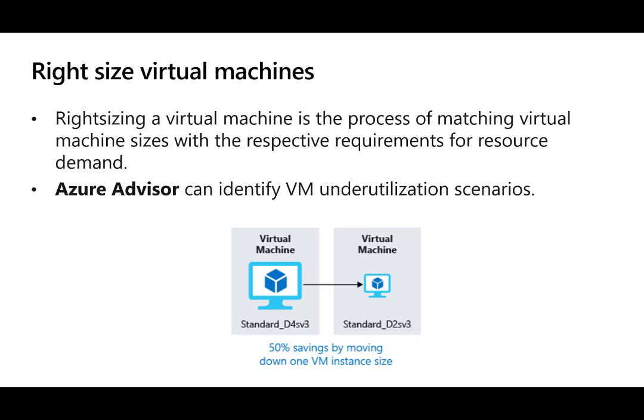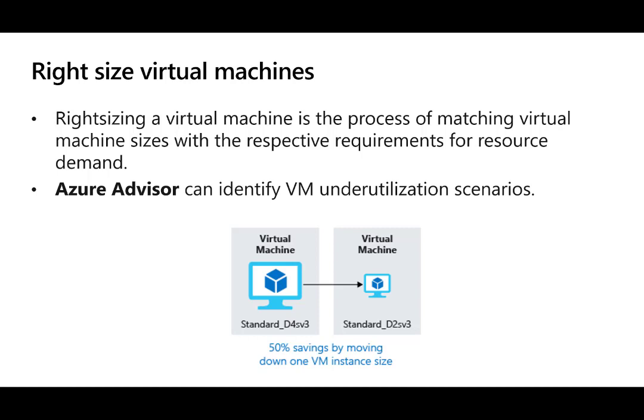Resizing a virtual machine is basically the process of matching your VM sizes with the respective requirements for your resource demand. So let's say a VM is running 25% idle, reducing the size of the VM will immediately reduce your cost. VM costs are linear within an instance family. So each next size larger will double your cost. Conversely, reducing a VM by a single instance size will reduce your cost by half.